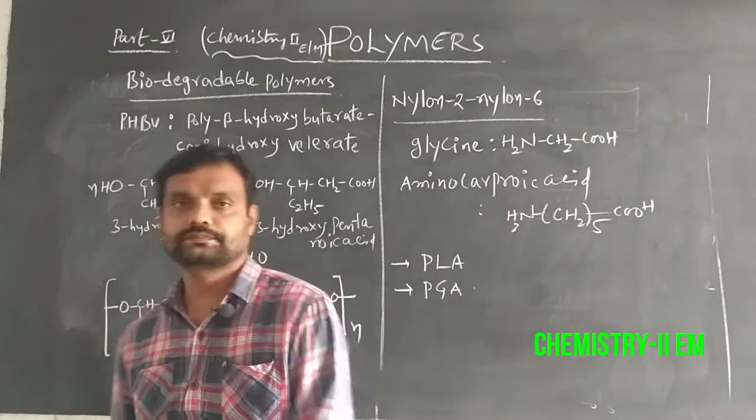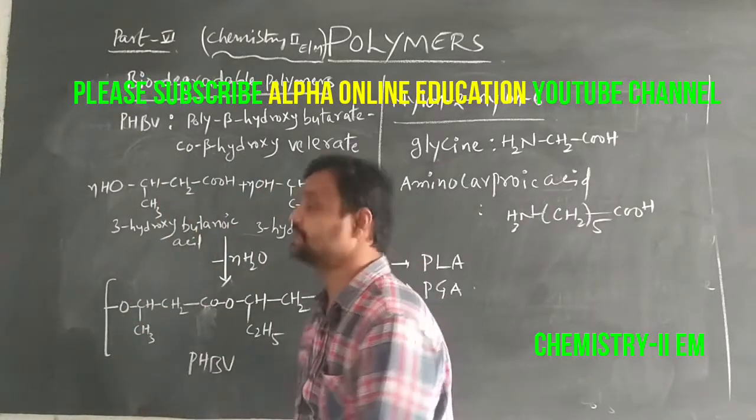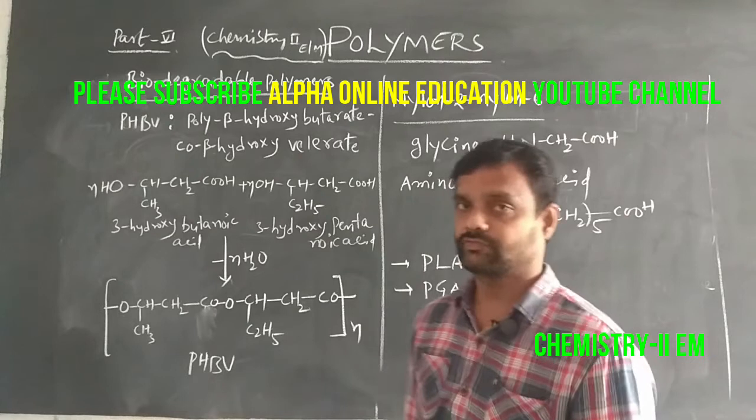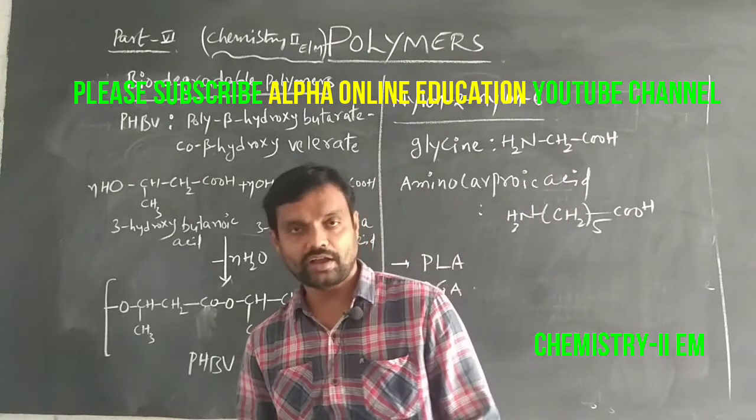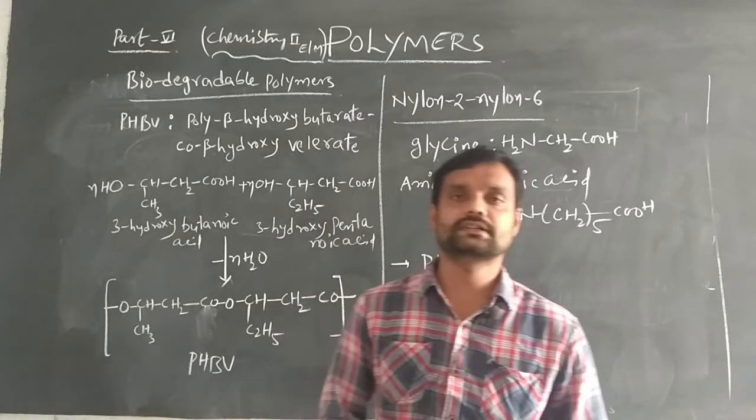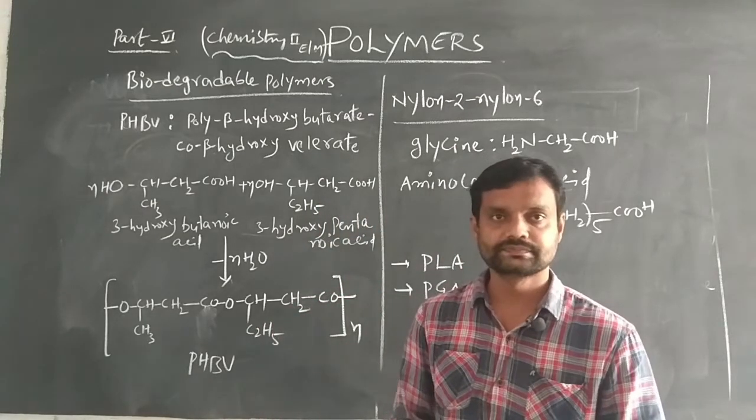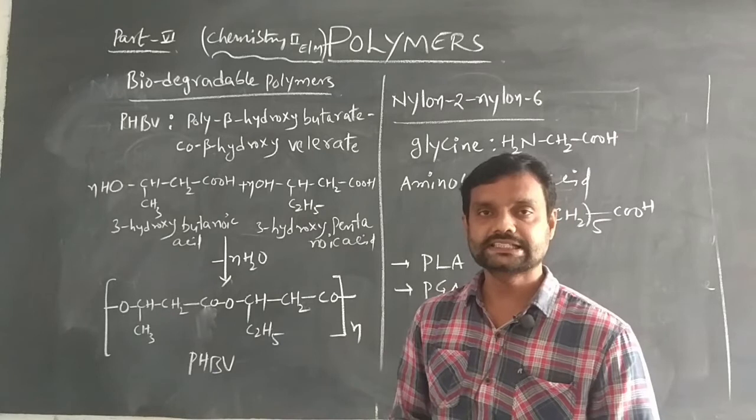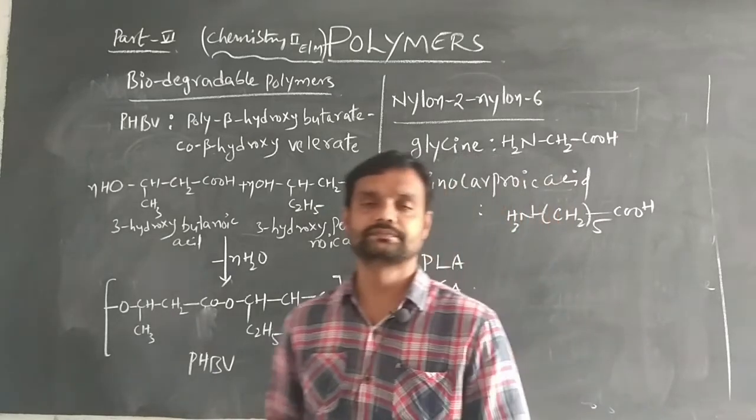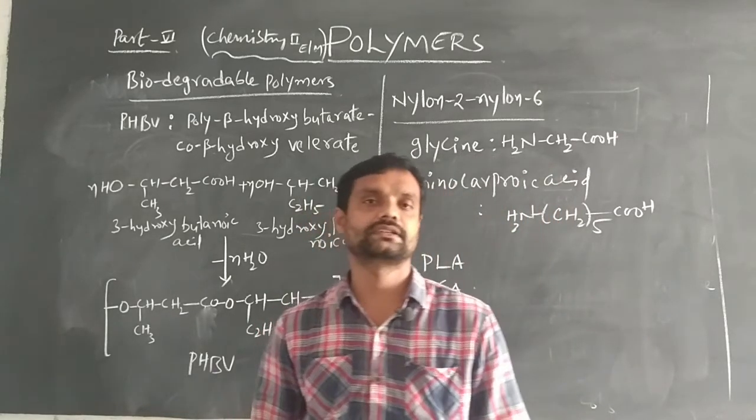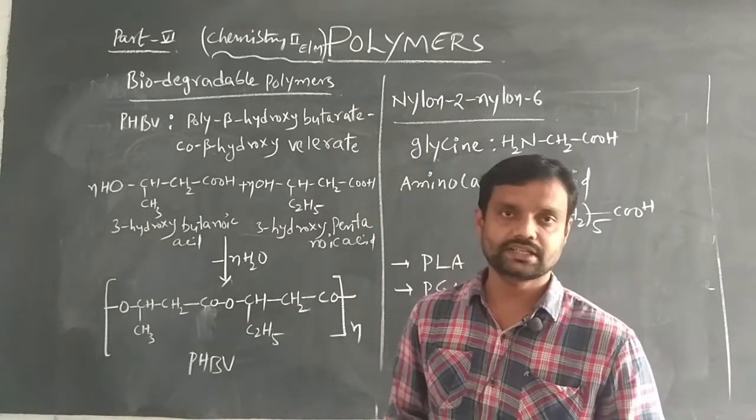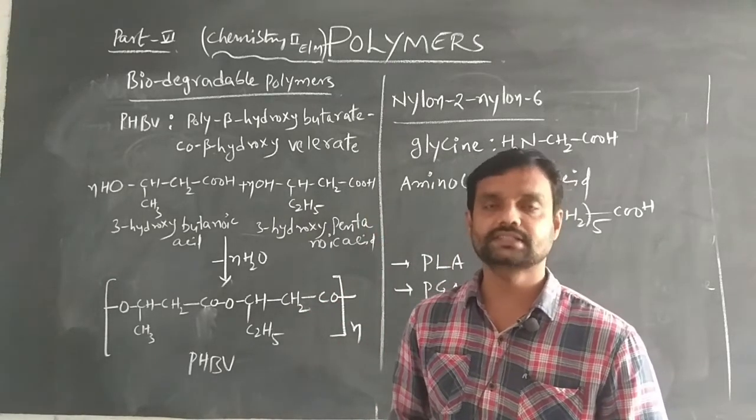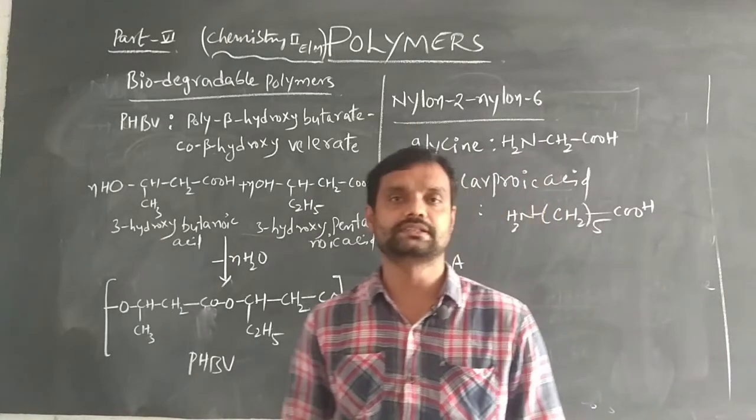We move to part 6 of polymers, that is biodegradable polymers. Generally, up to this we discussed what a polymer is: macromolecules that can be obtained from natural sources and can also be obtained by synthetic methods in the laboratories.